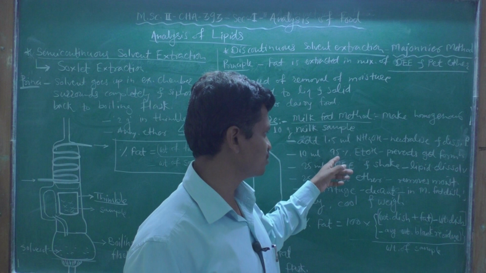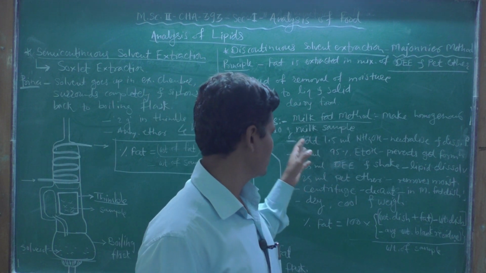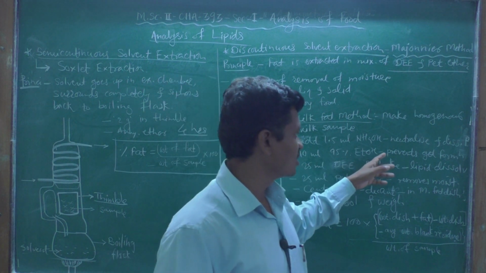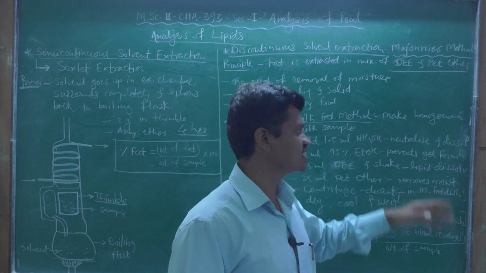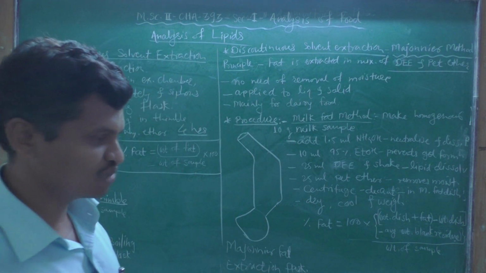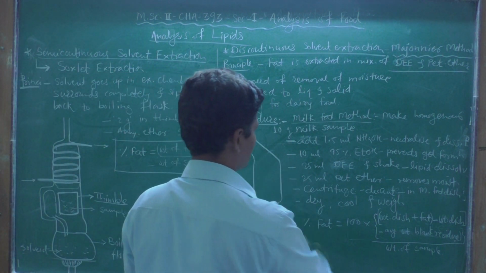95% ethyl alcohol means pure ethyl alcohol. 10 ml is added in that Mojonnier's flask. What is the use of this? It prevents the gel formation of the milk sample taken in Mojonnier's flask.